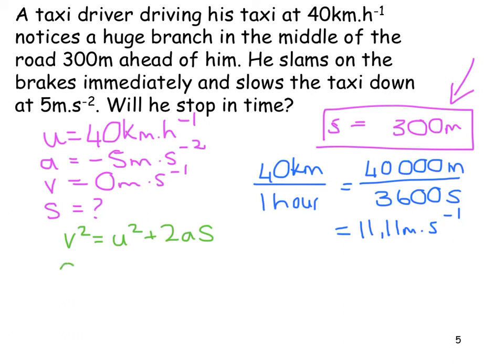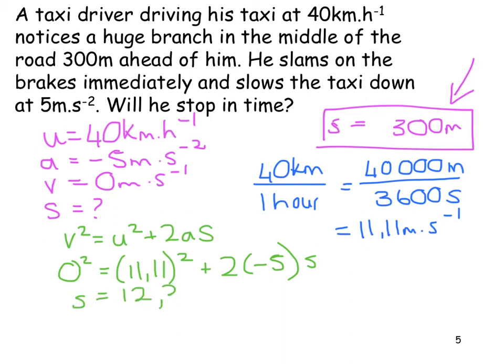So my final velocity is 0 squared, 0, doesn't matter. 11,11 squared is my initial velocity, plus 2 times negative 5, because I'm slowing down, and I'll find the distance. When I rearrange that, I see that it takes him 12,34 meters to slow down. Well, that's good news, because 12,34 meters is a much shorter distance than 300 meters, which is how far away the branch was. So he did stop in time.